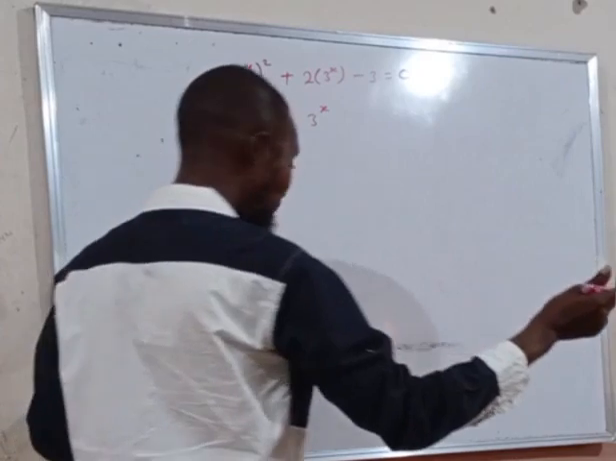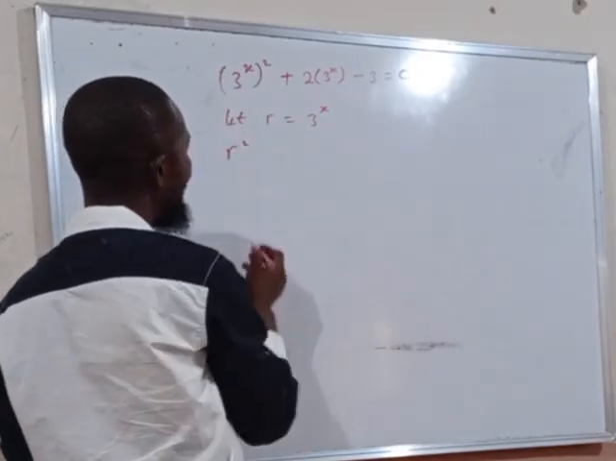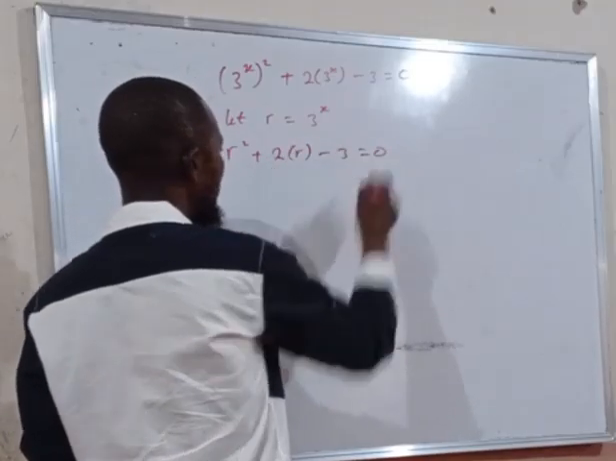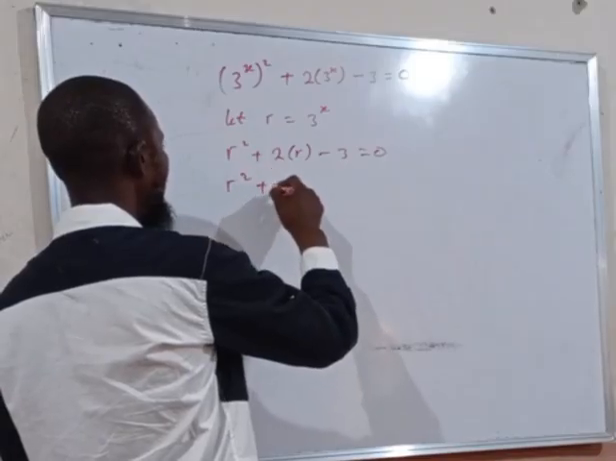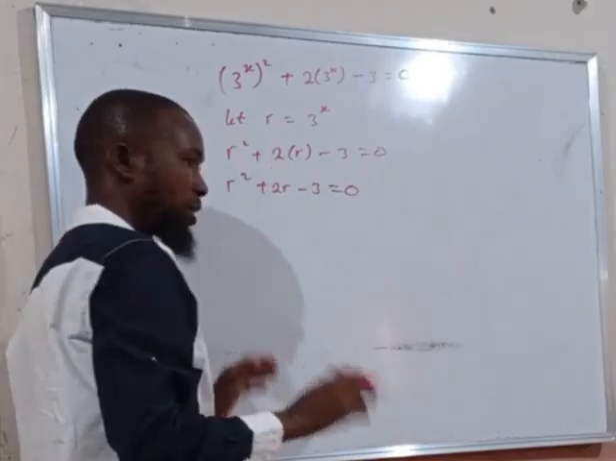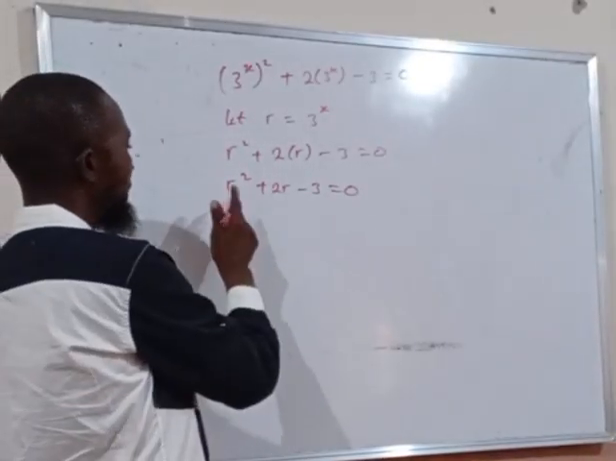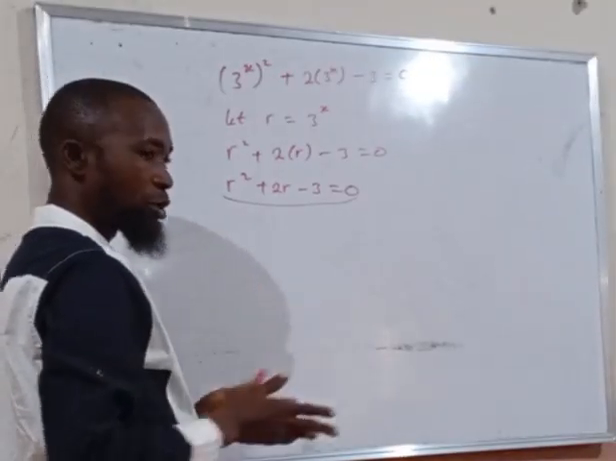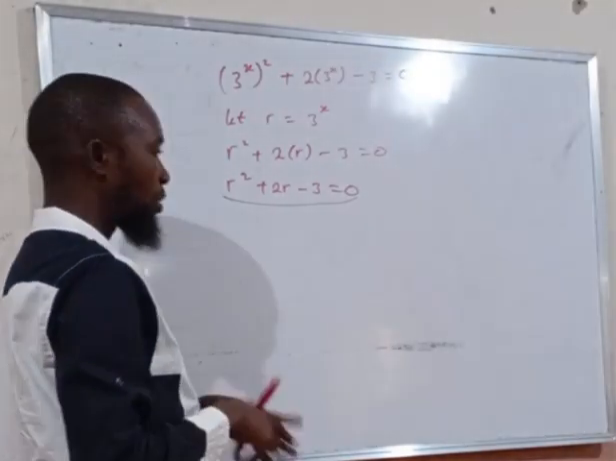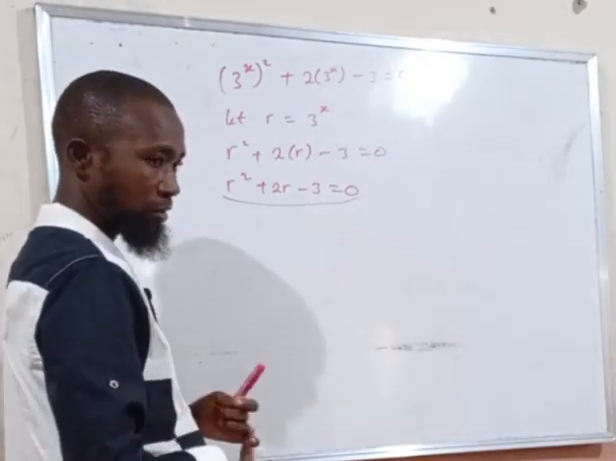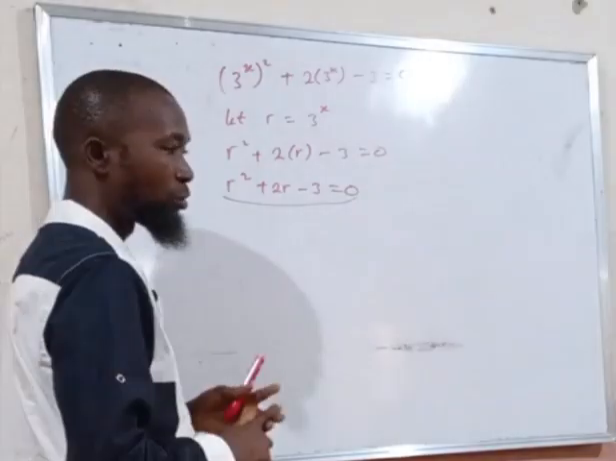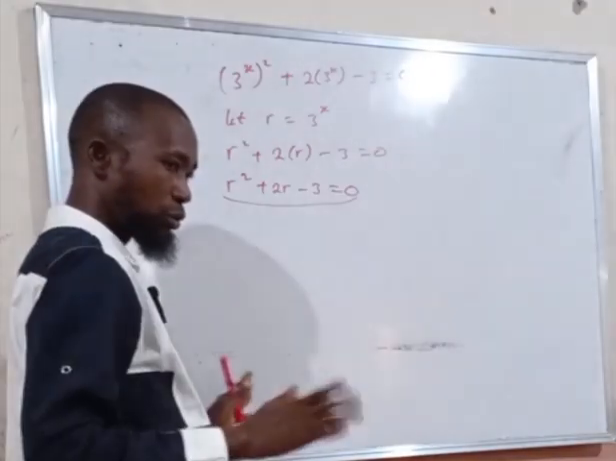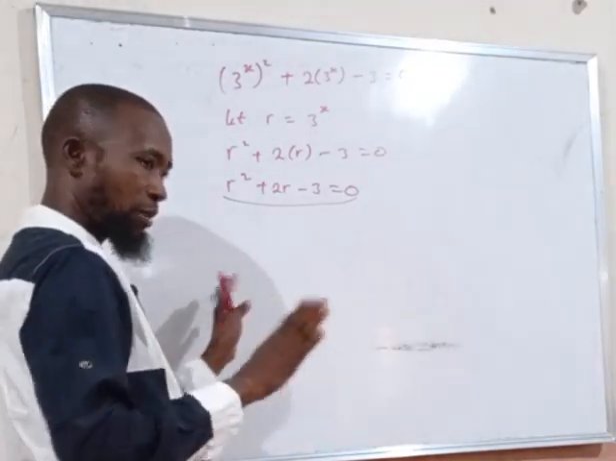I hope everybody did the assignment. I'm still coming to check your notes. So we have R squared plus 2R minus 3 is equal to 0. Now you can see this thing looks quadratic, right? So we are going to apply what you understand about quadratic equations. There are 3 methods you can use: factorization, completing the square, or the almighty formula. It depends on you, but the shortest we can apply is the factorization method.